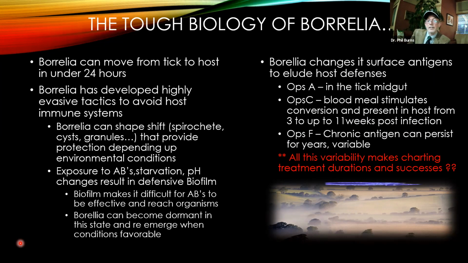It can shapeshift. It can change its form from spirochete, cysts, granules. These all provide protection depending on the environmental conditions that it is up against. When it's exposed to antibodies, starvation, pH changes, it has a defensive biofilm, which makes it difficult for the antibodies of your immune system to even recognize it and reach it.